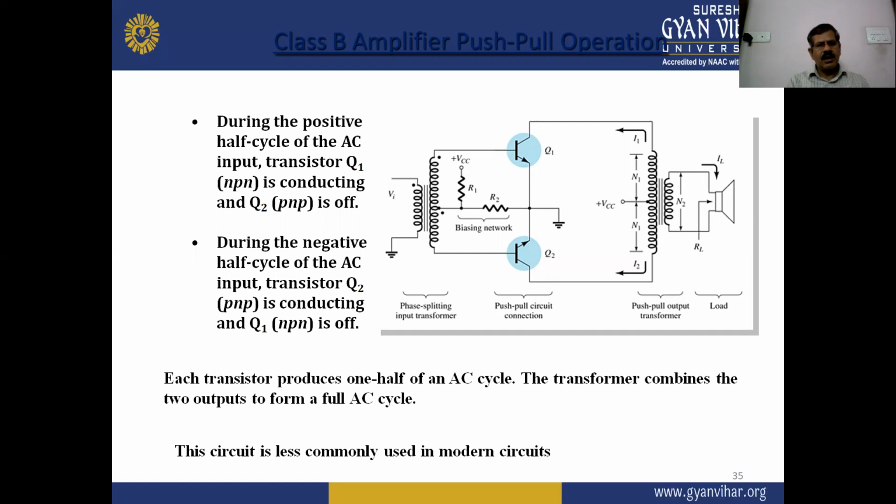During the negative half cycle of the AC input, transistor Q2, the PNP, is conducting and Q1, that is the NPN, is off. So each transistor produces one half of an AC cycle. The transformer combines the two outputs to form a full AC cycle. This circuit is less commonly used in modern circuits. So these are the applications of the class B push-pull amplifier.